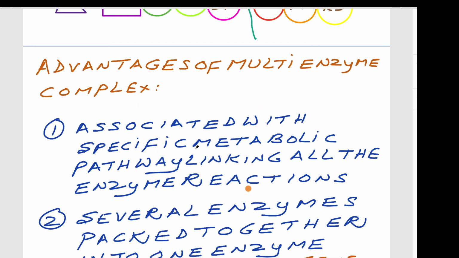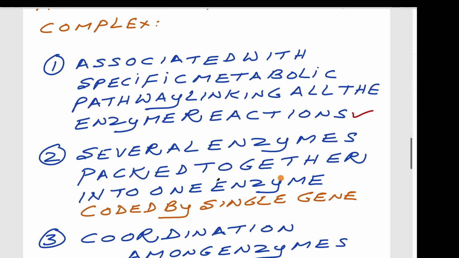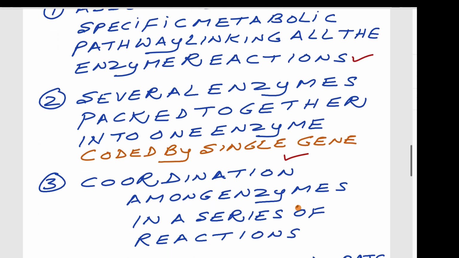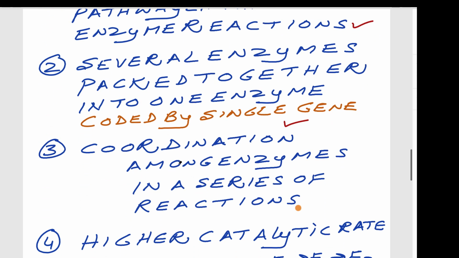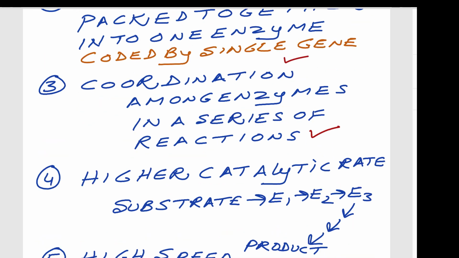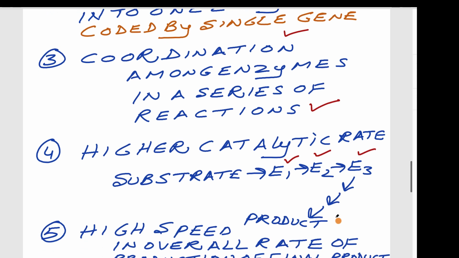The advantages of a multi-enzyme complex: the first is that it is associated with a specific metabolic pathway, linking all the enzyme reactions. The second is that several enzymes are packed together into one multi-enzyme complex coded by a single gene. The third is that there is maximum coordination among enzymes in a series of reactions. A higher catalytic rate is ensured: once the substrate is taken up by the first enzyme, the intermediate goes to the second, third, and so on, till the product is released.